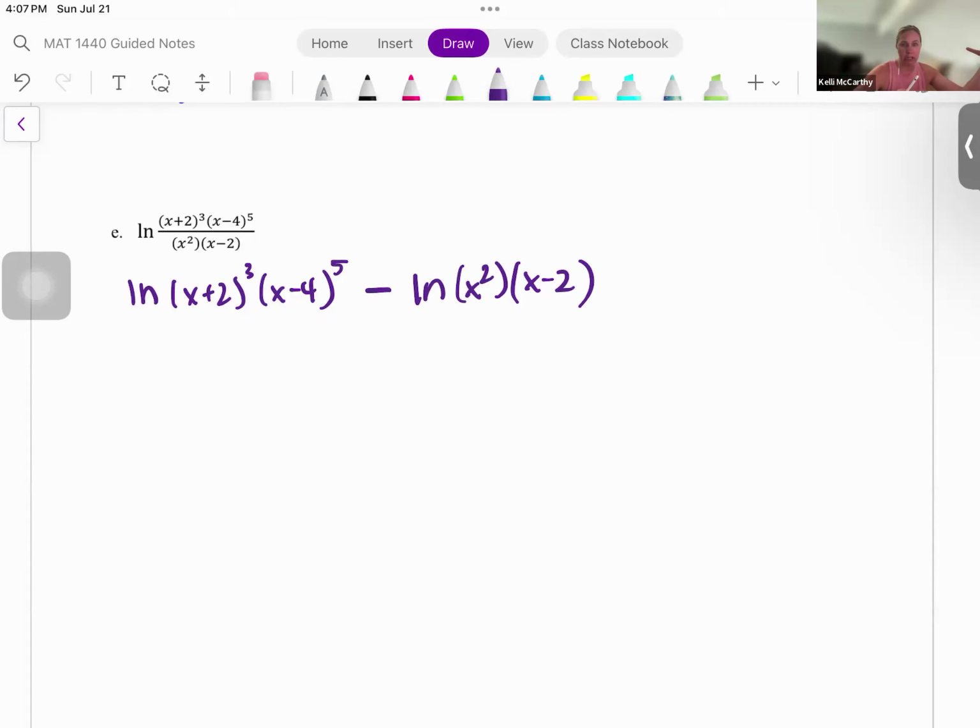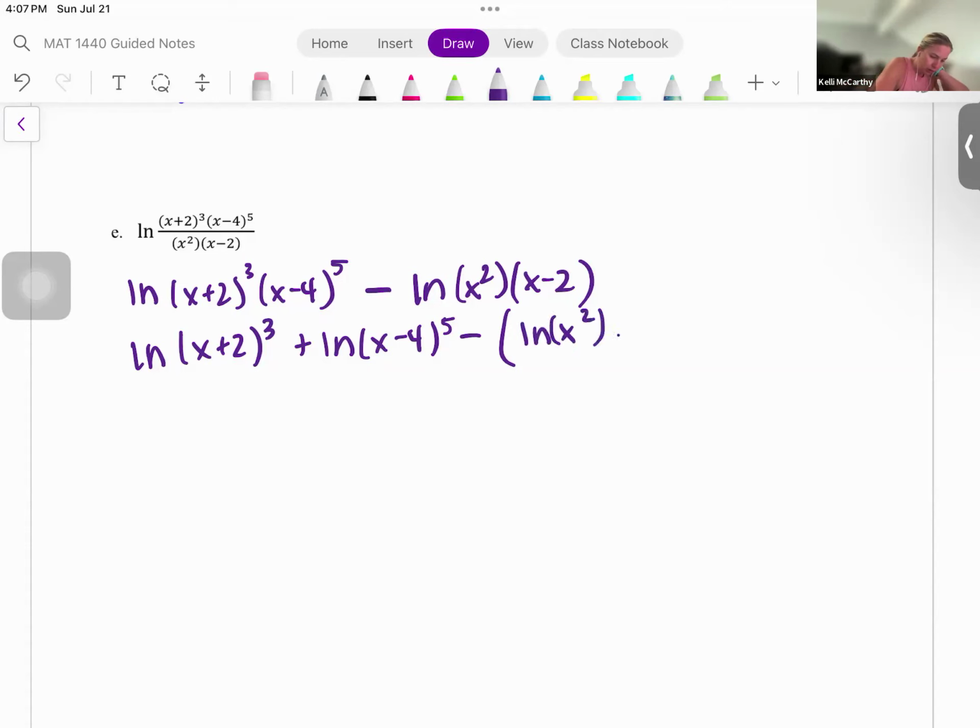From here, we're going to apply the product rule, and this is where the parentheses would really come into play. So we've got the natural log of (x plus 2) cubed plus the natural log of (x minus 4) to the fifth minus, when I expand the natural log of x squared times (x minus 2), I need to subtract the entire expansion, which is why we have those parentheses. So this is the natural log of x squared plus the natural log of (x minus 2).